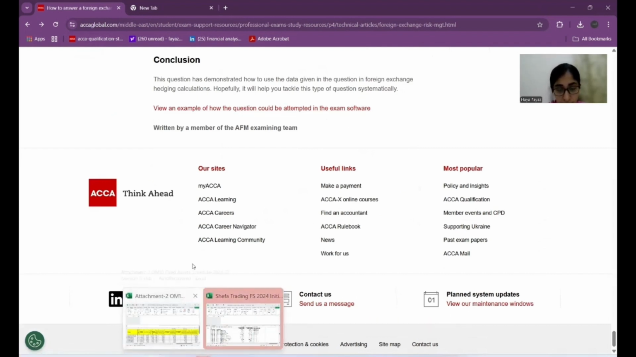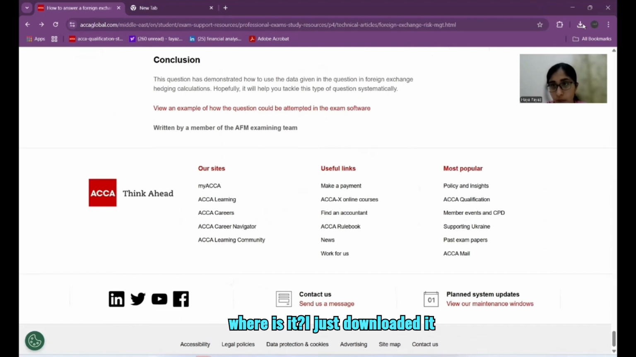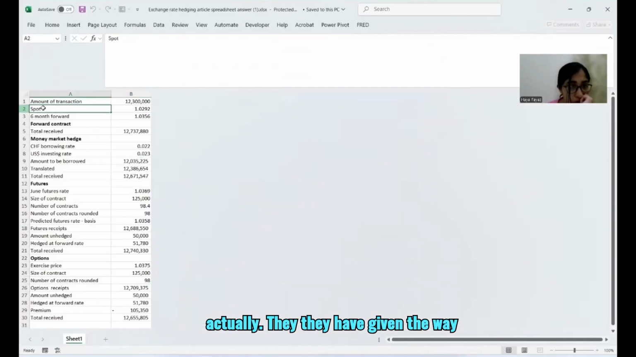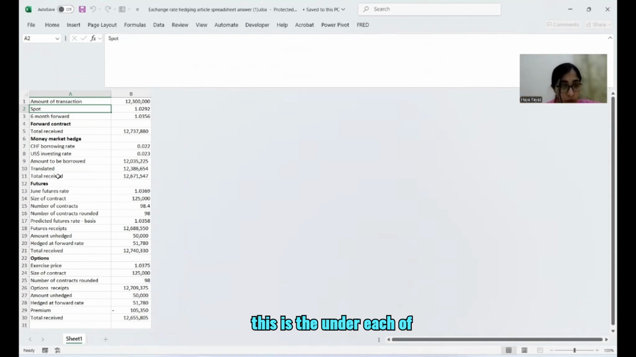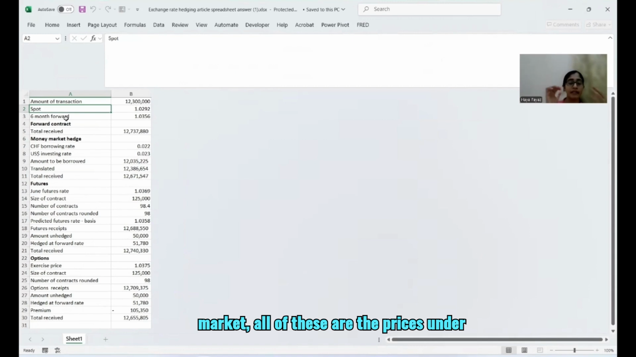If I open that, where is it? I just downloaded it actually. They have given the way to answer the question, like you can present all this in the spreadsheet and you can put a working note there and reference that in the exam, that okay, under each of the options, under futures, under money market, under forward market, all of these are the prices under each of them.